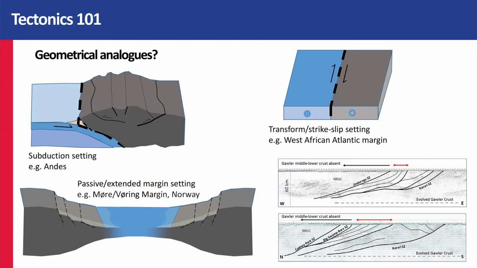So we'll go back to our geometrical analogues. What sort of system can we try and tie this geometry to? We don't really see any evidence of subduction. There's no deep reflectors dipping off into the mantle underneath the Gawler, so we can probably rule that one out. We've got major structures dipping outboard of a continental region, so we can maybe say, okay, a passive or extended margin might be more appropriate.